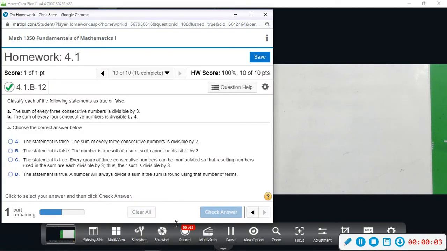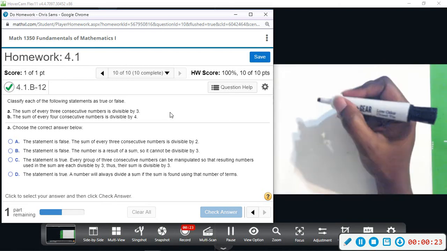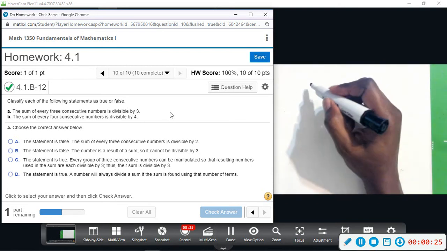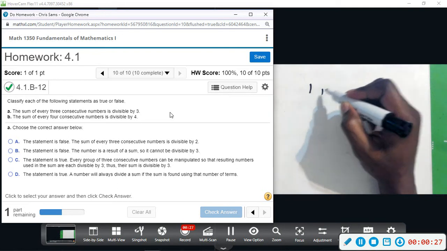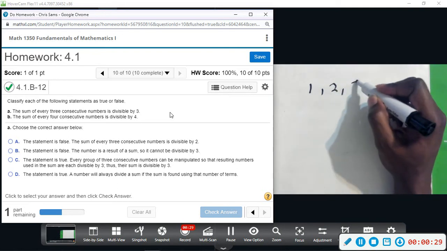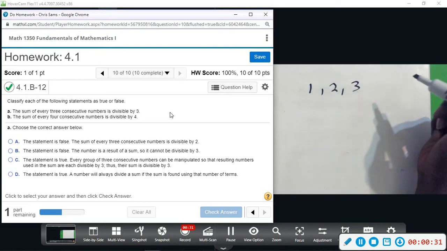Alright, number 10, we want to classify each of the following statements as true or false. A says the sum of every 3 consecutive numbers is divisible by 3. So one thing I can do to show you how this works is we can see if it's going to work for every case by using the generic form. If I want to use the numbers 1, 2, 3, this would be an exact example.